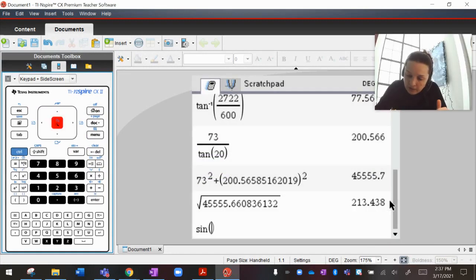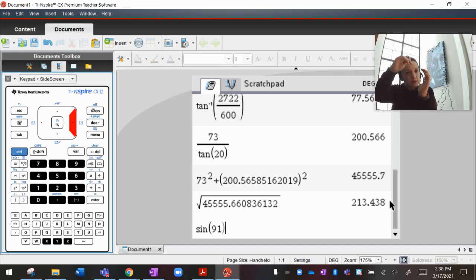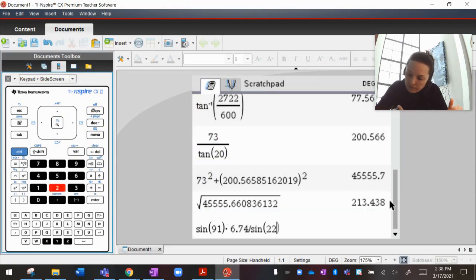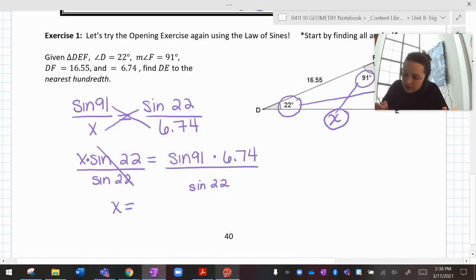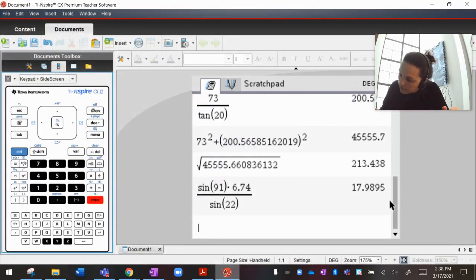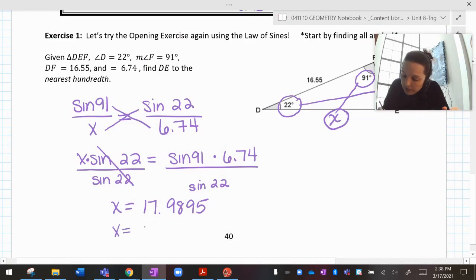Sine 91, open the parentheses, sine 91, close the parenthesis, times 6.74. And then I'm supposed to be dividing by the sine of 22. Enter. And I get 17.9895. And it says to the nearest hundredth, so that would be 17.99.